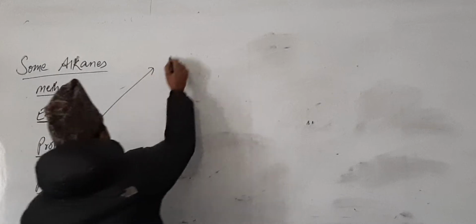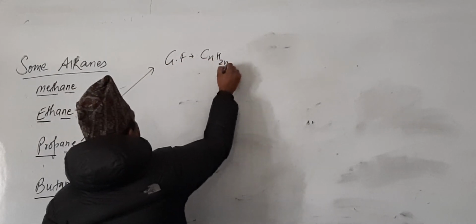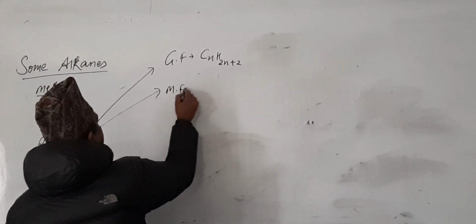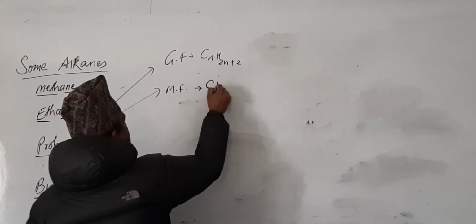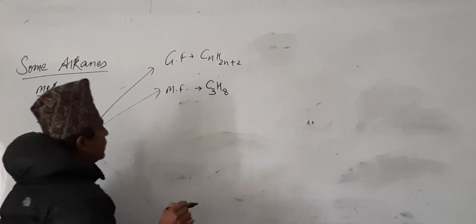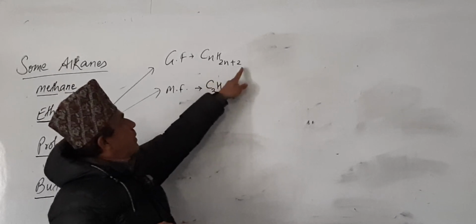Propane. General formula is CnH2n+2. Molecular formula: what is the molecular formula? C3H8. How? Here 3, 2 times 3 is 6, plus 2 is 8.